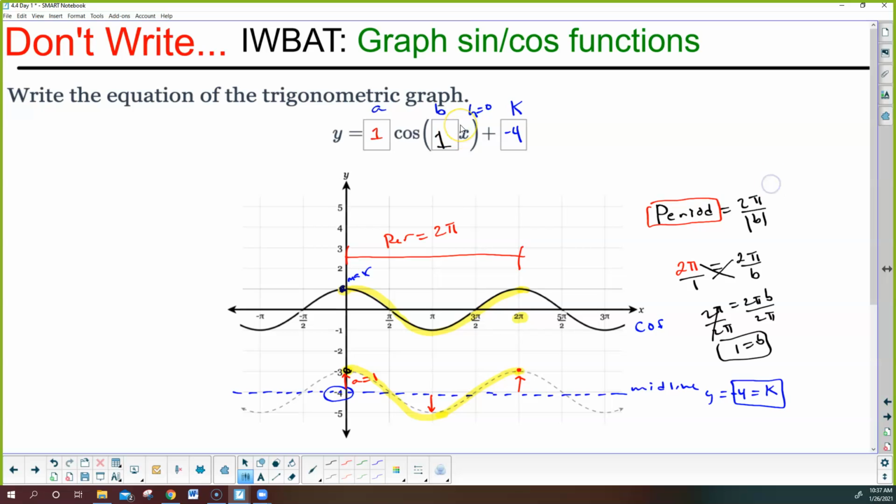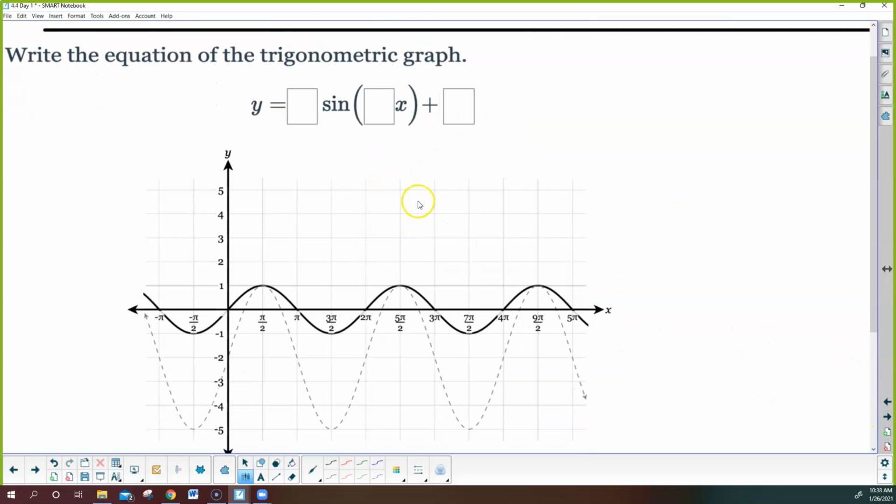So that's usually the spot where kids struggle. They're good with finding the amplitude and the midline. They struggle with that a value, or I'm sorry, the b value, and that's working backwards. So let me show you another one.